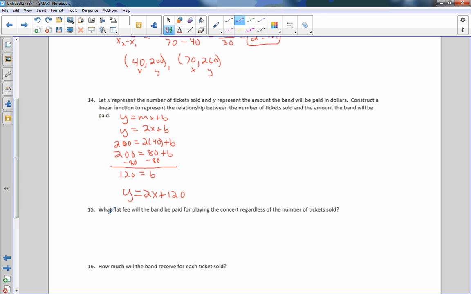What is the flat fee the band will be paid for playing the concert regardless of number of tickets sold? And that is my b, which is equal to $120. The flat rate is your y-intercept or your b. How much will the band receive for each ticket sold? That is our m, and it's $2.